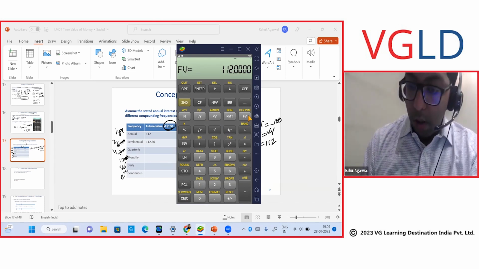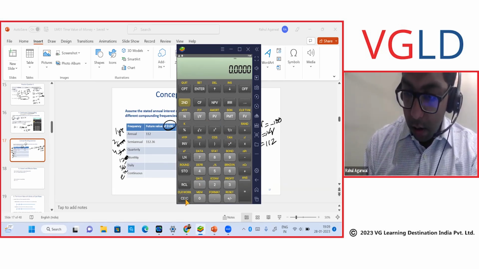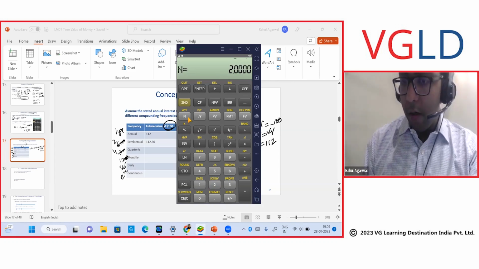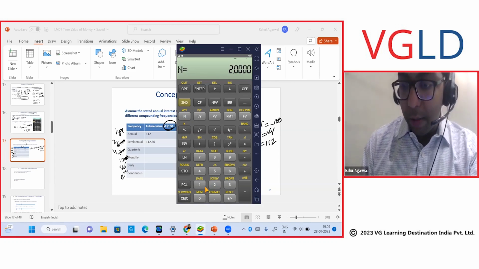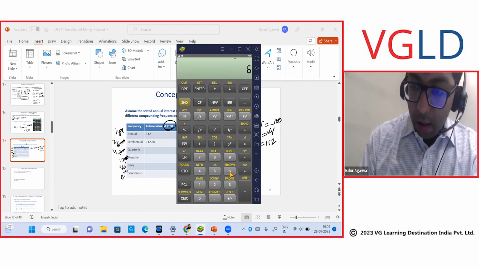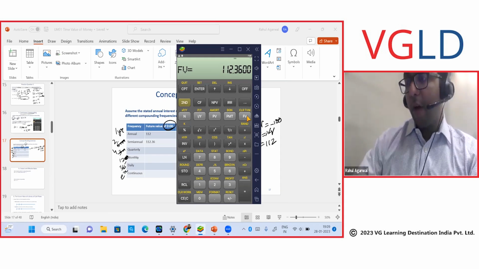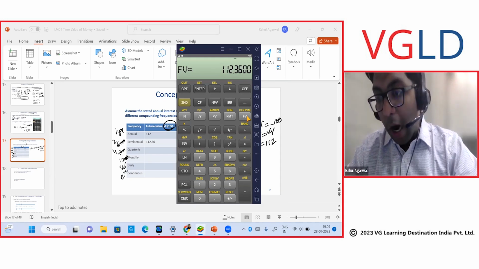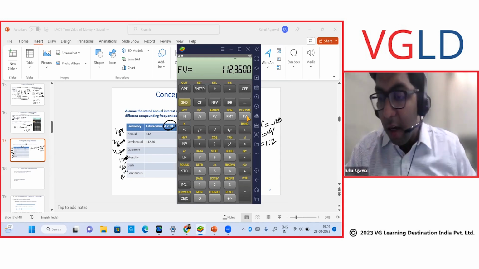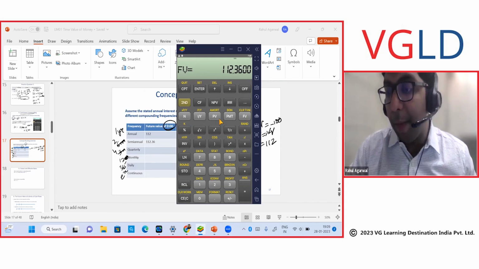What will I do? I will not erase all this data. I will simply make N 2. I/Y will be what? 12% divided by 2 because it's semi-annual. So 6 I/Y. Compute FV. See, 112.36. How did I get this result without putting PV and PMT?